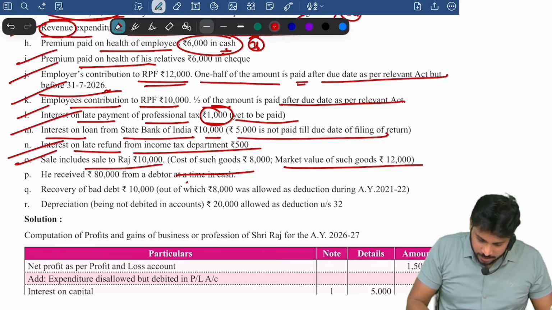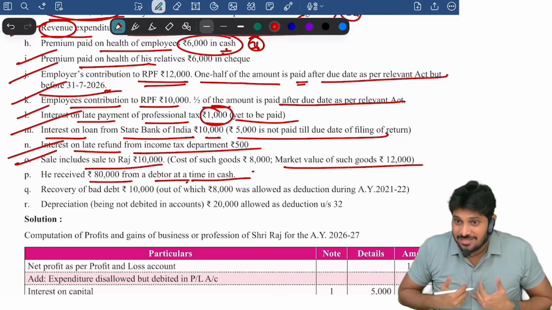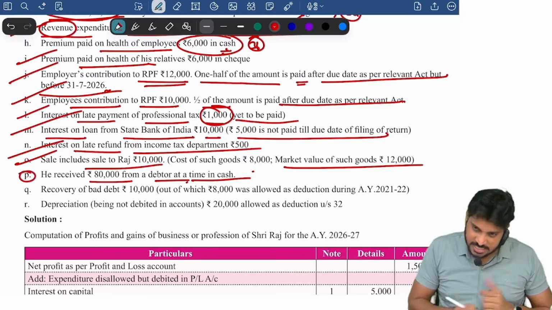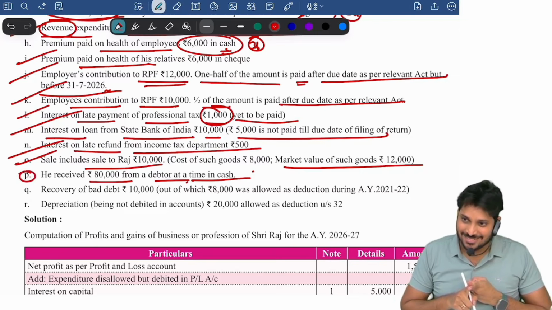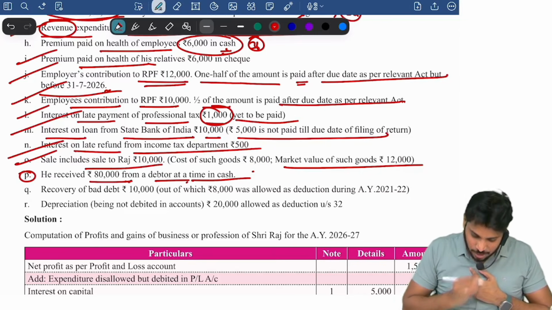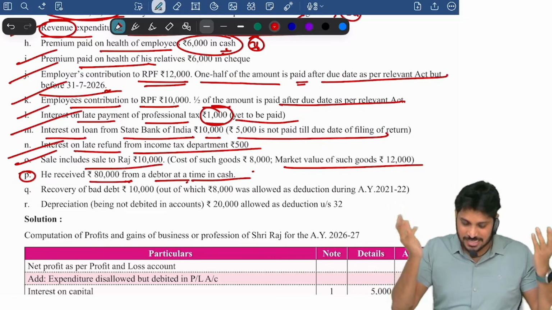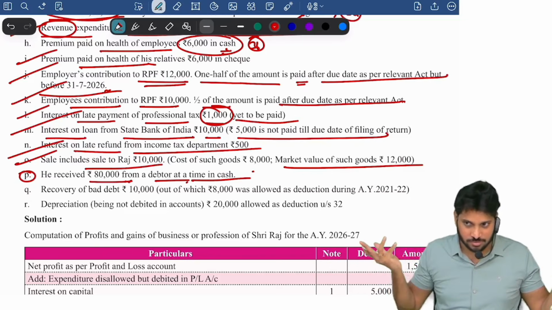He received 80,000 from a debtor at a time in cash. It's a collection. It's just a collection. Yes or no? But the question is, is it credited to P&L or not? My doubt is, is this credited to P&L? I don't know. Yes or no? Fine, I think it's a sale, credit sale. I assume it's already credited to P&L, nothing wrong.